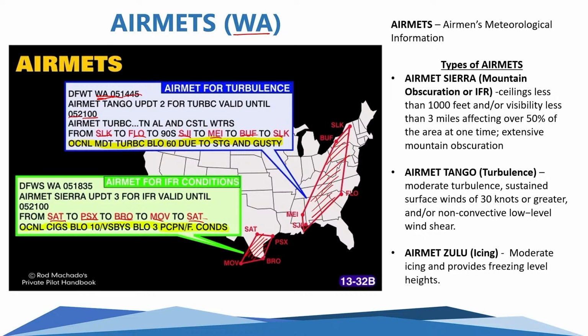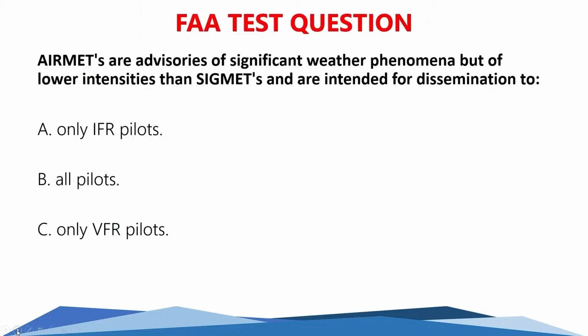All right, so let's go ahead and take a look at your first FAA test question dealing with AirMets. Nothing to really decipher. The main thing you want to keep in mind is that for the purposes of your written and also your check ride, you do need to know all the different types of AirMets and SIGMETs, and you also need to know what weather conditions would warrant the issuance of each type. For this one, AirMets are advisories of significant weather phenomena, but of lower intensities than SIGMETs, and are intended for dissemination to, is it only IFR pilots, all pilots, or only VFR pilots?